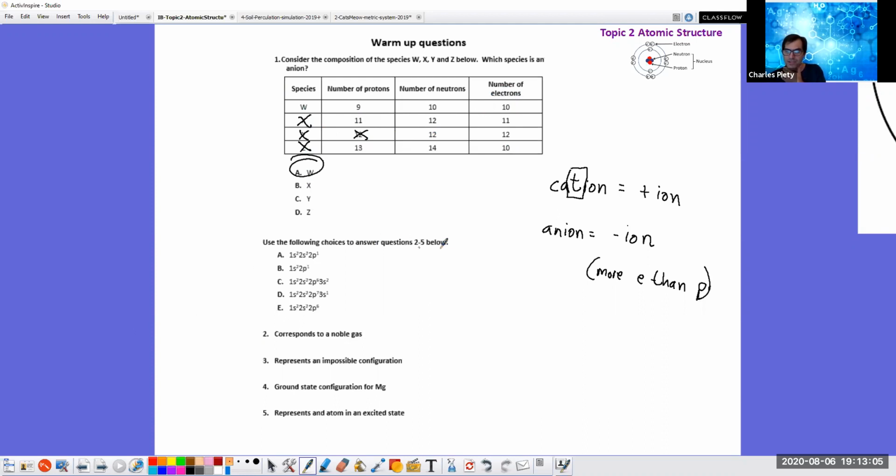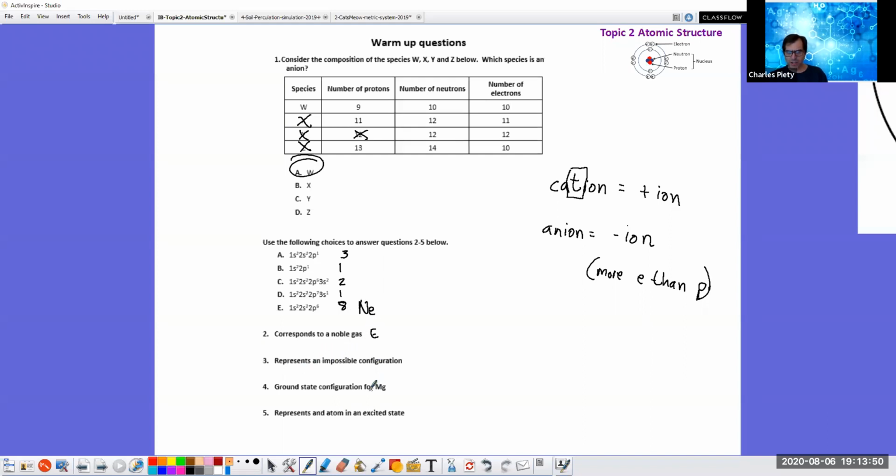Use the following choices to answer questions 2 to 5 below. Which one corresponds to a noble gas? Well, a noble gas has a completed octet. It should have an energy level that has 8 electrons in it. This only has 3. This has 1. This has 2. This has 2 right there. This is nothing. This only has 1. This one has 8. So this one is a noble gas, and I'll give you a bonus if you can tell me what it is. That's right. It's neon.